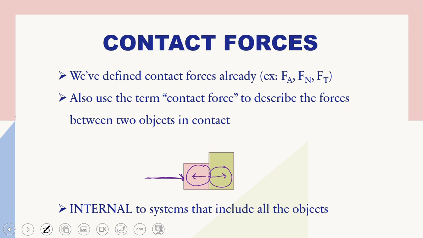Though they might affect each box's individual movement, they aren't responsible for the movement of the system as a whole. In this case, the forces between the two boxes are internal to the system of both boxes. This force over here is the only external force to the system.